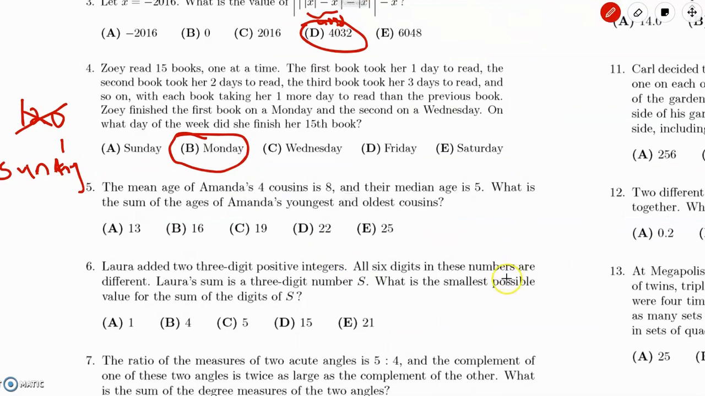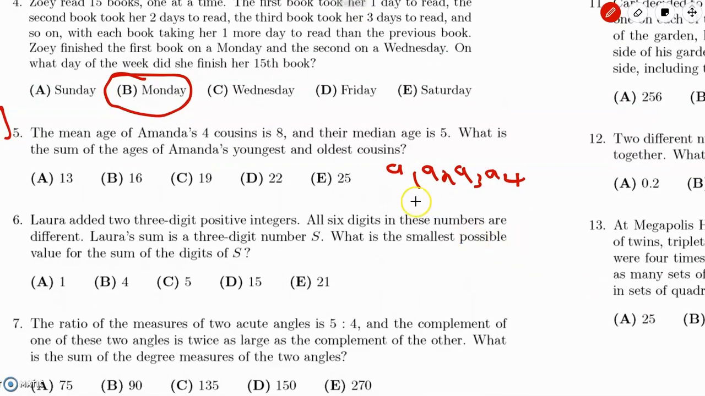Number 5, the mean age of Amanda's 4 cousins is 8, and their median age is 5. What is the sum of the ages of Amanda's youngest and oldest cousins? Let's just let these ages be A1, A2, A3, A4, where these are ordered. So A1 less than A2 less than A3 less than A4. The mean is equal to 8, so their sum is equal to 32, all 4. And their median is equal to 5, so that's A2 and A3 over 2. So A2 plus A3 equals 10. And that means A1 plus A4 equals 22, since they all add up to 32. So that's the answer.